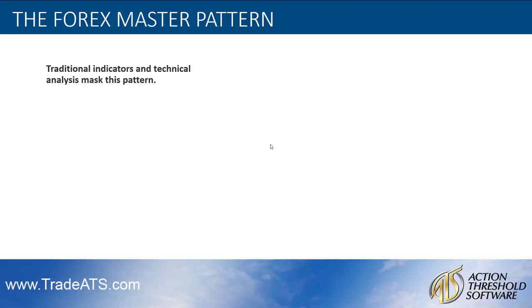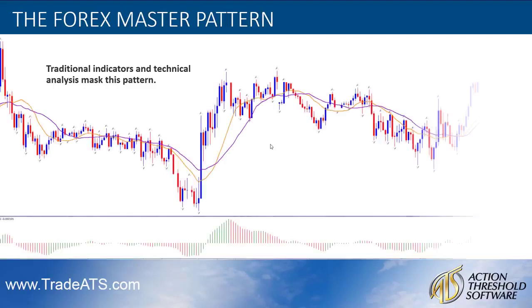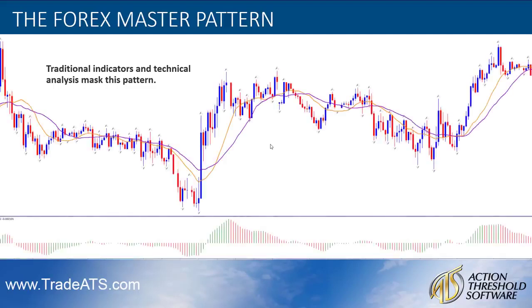So one thing I want to touch on that I said before is that traditional indicators and technical analysis mask this pattern. We take a look, this is a screenshot from a chart. And people are going to use moving averages. They're going to use oscillators and fractals. I mean, whatever you want to use. They're just a bunch of statistical-based technical indicators. When you're using these indicators, especially too many of them, you cannot see what I'm going to teach you.